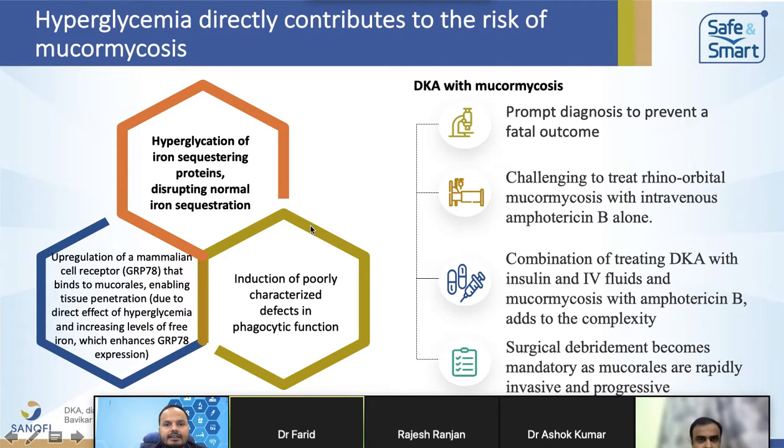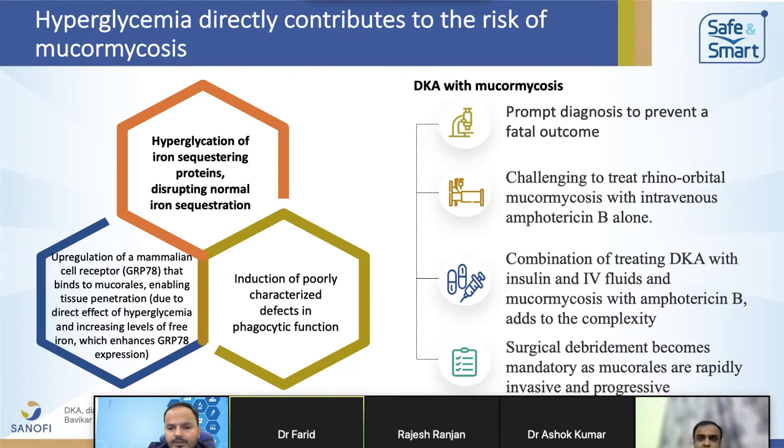So hyperglycemia directly contributes to the risk of mucormycosis. There's also diabetic ketoacidosis. Whenever there is any kind of infection, that will promote diabetic ketoacidosis. If patients are not taking adequate fluids, it will further aggravate diabetic ketoacidosis. So whenever patients present with DKA, we have to rule out infections. That's very common in cases of DKA. DKA with mucormycosis we have to diagnose, because mucormycosis is definitely one of the lethal complications, and we must act early, act fast. It's also very challenging to treat rhino-orbital mucormycosis with intravenous amphotericin B alone because it also needs surgical therapy, surgical curettage. It is a combination of treatment: treating DKA with insulin and IV fluids, and mucormycosis with amphotericin B.